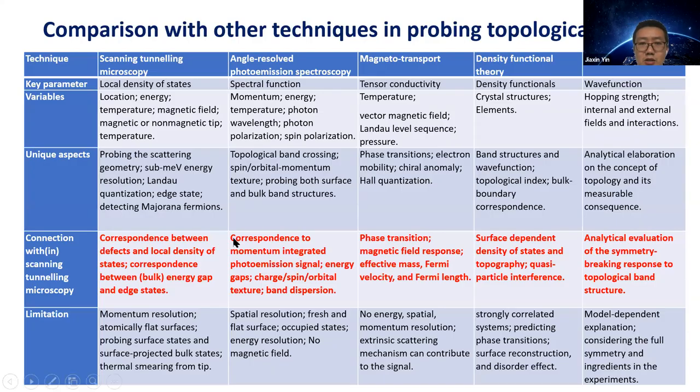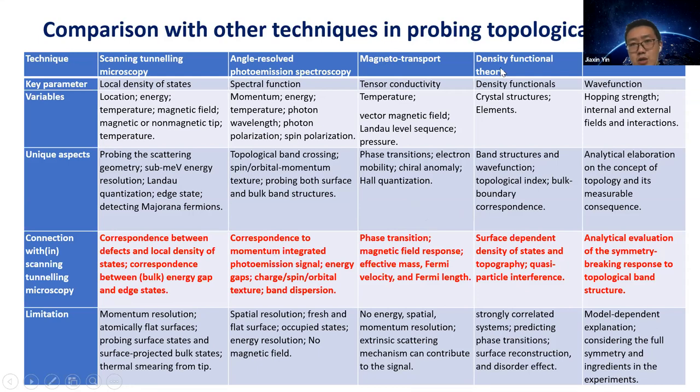Yeah, we can have some broad connections with other complementary techniques. For example, we can compare the STM observed local density of states with the momentum integrated photoemission signal. We can compare our STM measured energy gap with the photoemission measured energy gap and analyze its anisotropic properties. And we can compare the STM measured phase transitions with magnetotransport observed phase transitions, and we can compare the magnetic field response of the electronic structure with the transport technique.